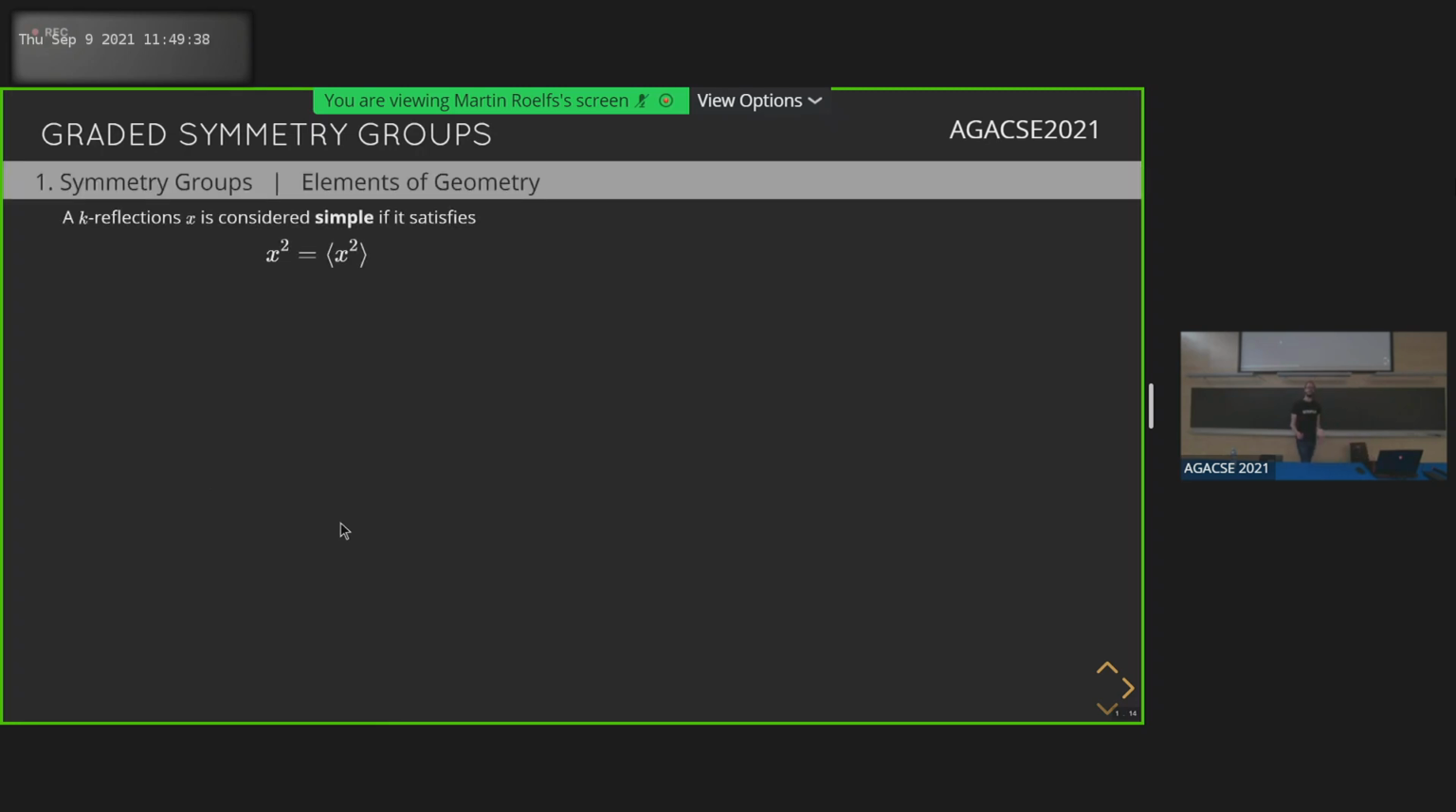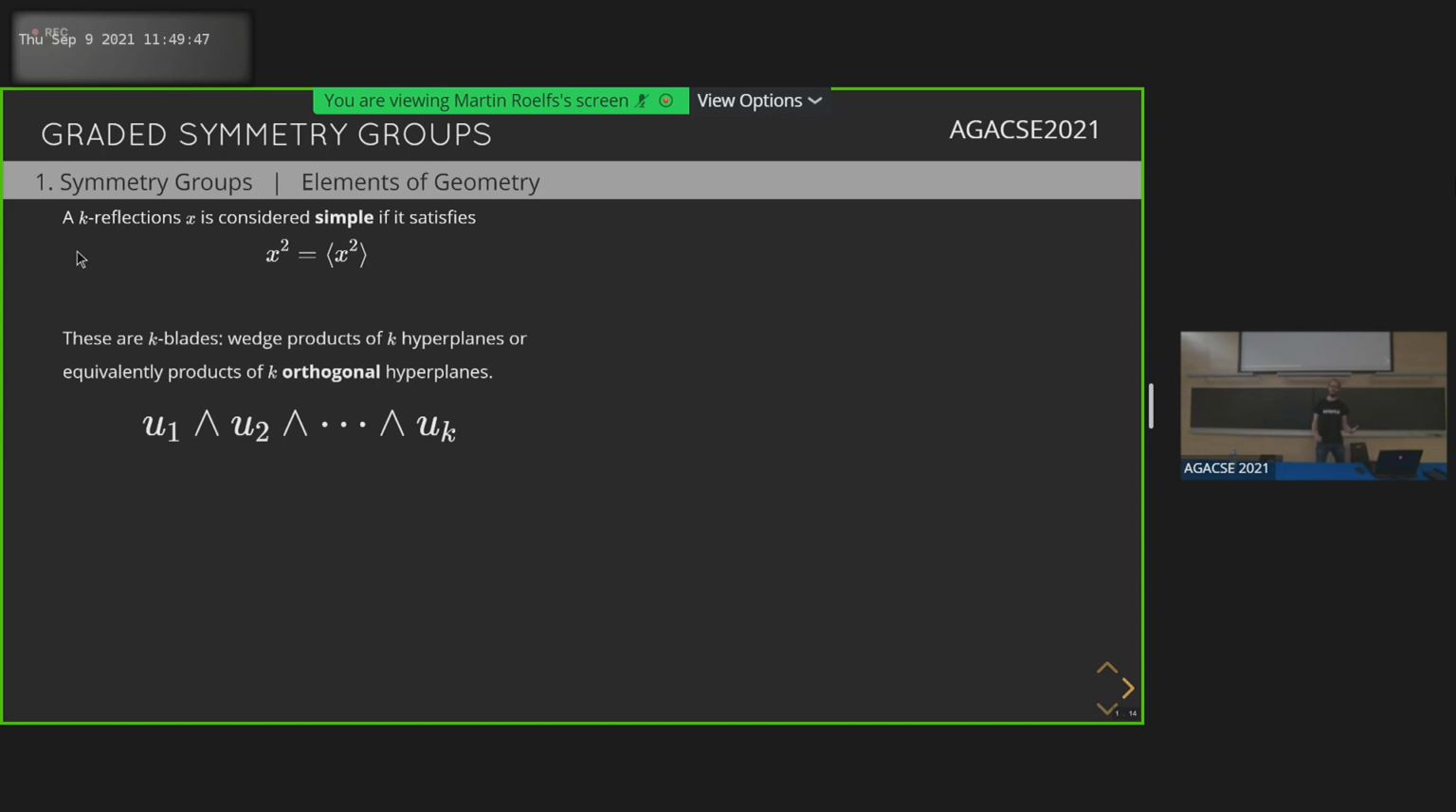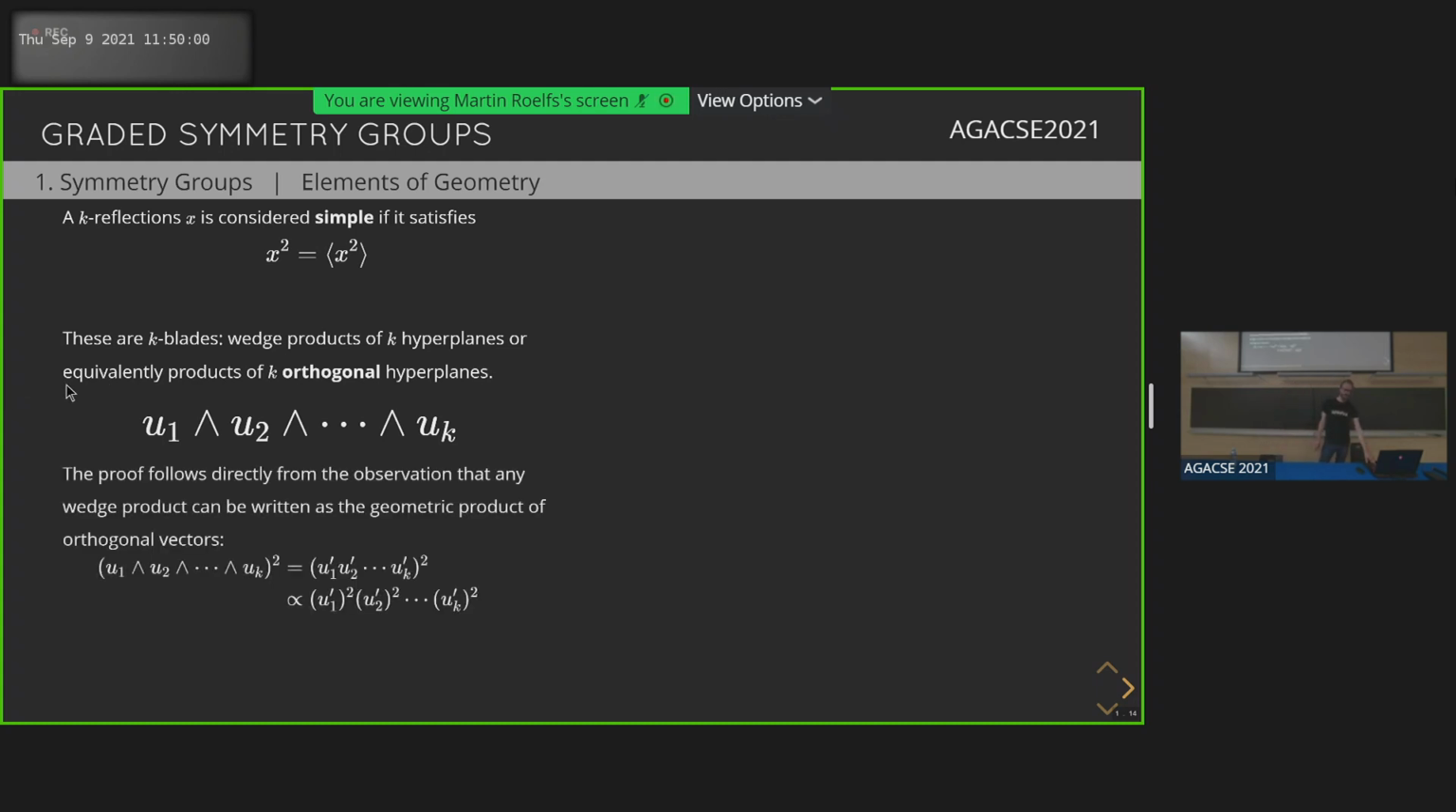Now, a k-reflection is considered simple if it squares to a scalar. So its square only contains a scalar part. And these are the k-blades in this case. So the wedge product of k hyperplanes, or equivalently, as we've seen, the product of k orthogonal hyperplanes. The fact that this then squares to a scalar follows immediately from the fact that this wedge can alternatively be written as a geometric product of orthogonal ones. And so again, the square follows quite straightforwardly. And in any dimensions, these are the elements of geometry. So those would be the planes, lines, points, etc.